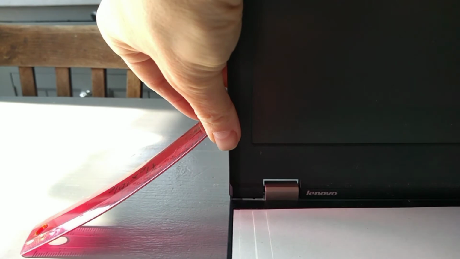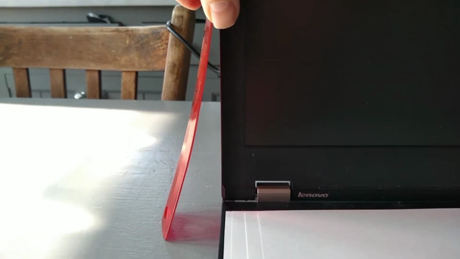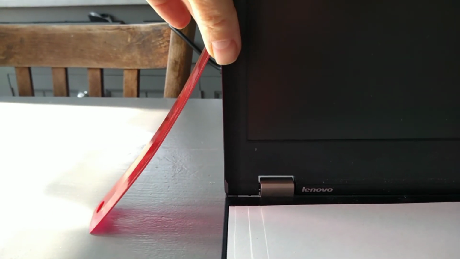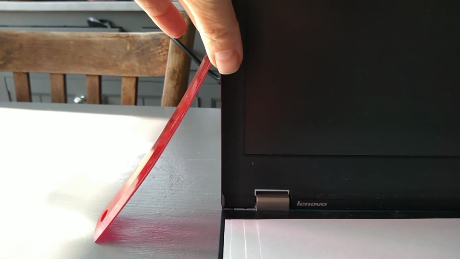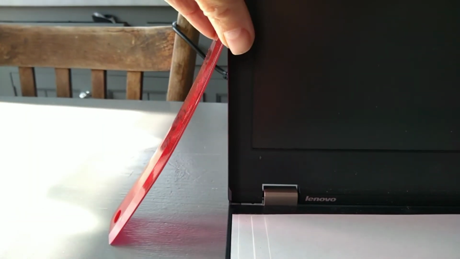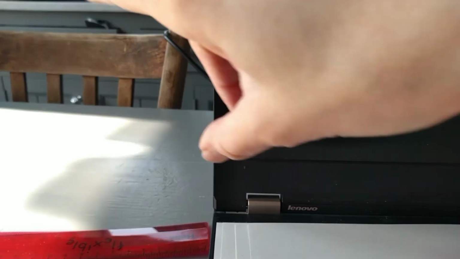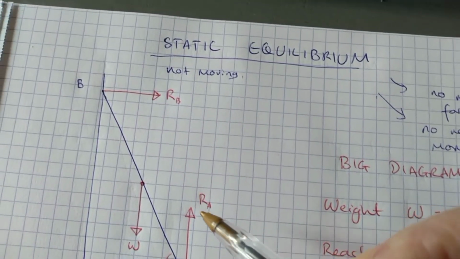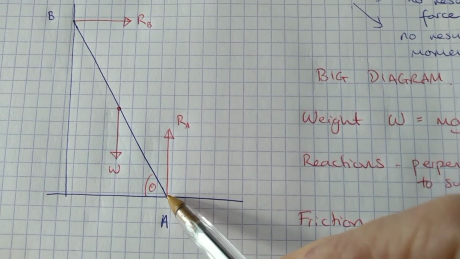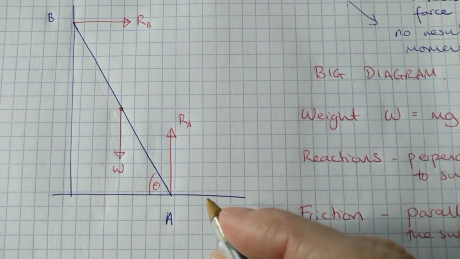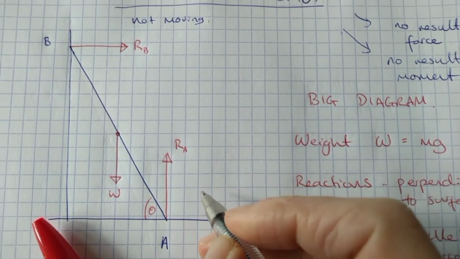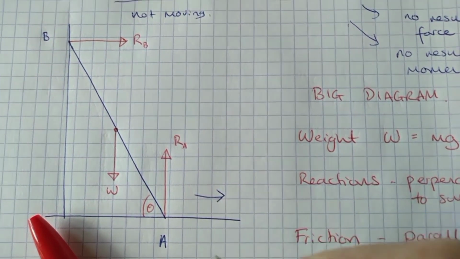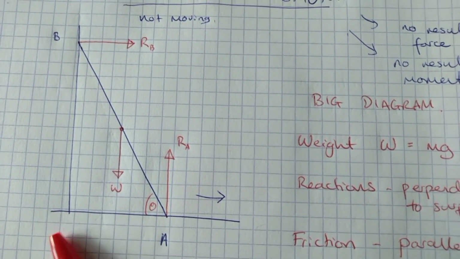And what would be happening at the bottom end? Well, it would be trying to move, trying to go that way, trying to slip away from the wall. And that means the friction is resisting that. It's not helping it pull away from the wall, it's resisting it. So it's going in the opposite direction. So we've got friction at A working that way if there's friction there.